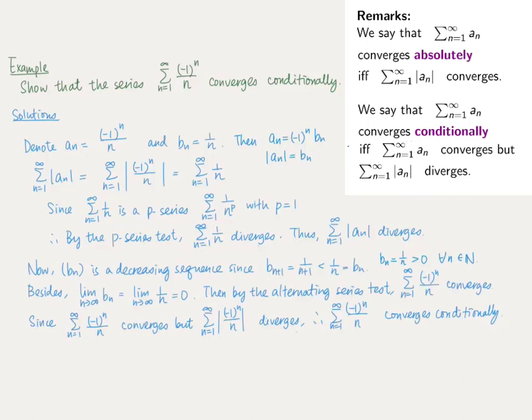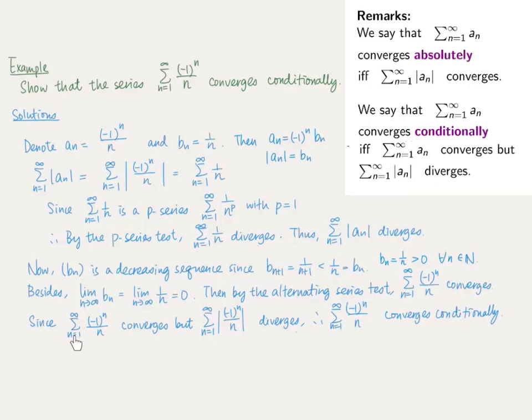Now, we can see that bn is a decreasing sequence because bn+1 is always less than bn. Also, this is a sequence with positive terms because all the terms bn are positive. Besides, the limit of bn as n tends to infinity equals 0. Therefore, by the alternating series test, the series which is formed by term an, that is this alternating series with terms (-1)^n over n, converges.